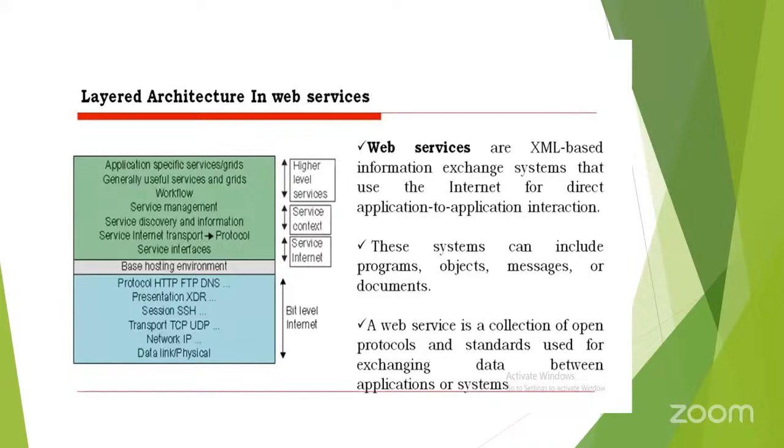Next, layered architecture in web services. Note on the left hand side, there are three layers. And on the right hand side, the third point, just note down the last point: a web service is a collection of open protocols and standards used for exchanging data between applications and servers. Note down this diagram for layered architecture in web services.